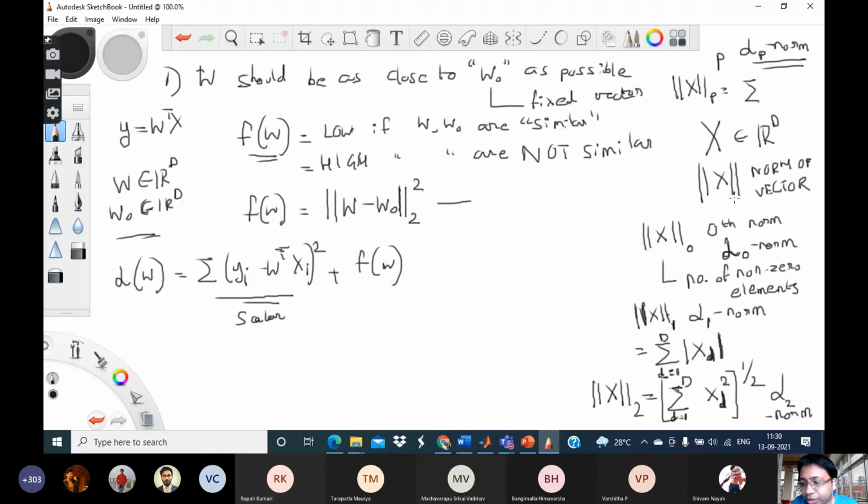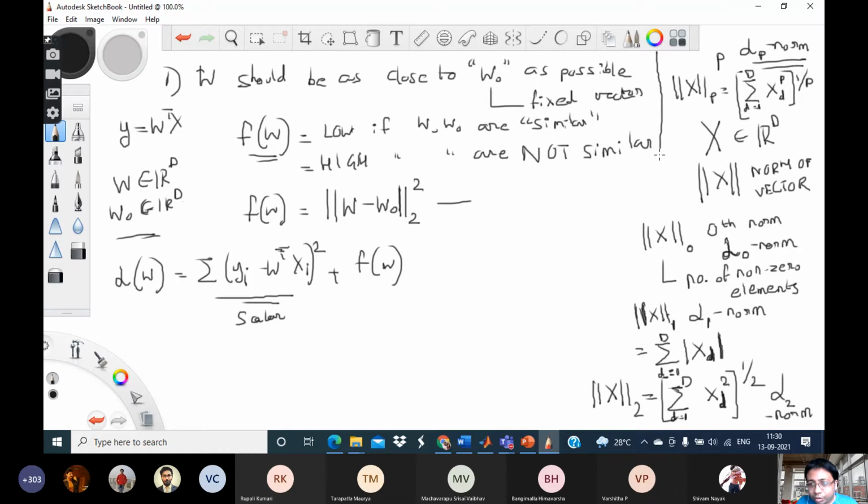Just generalizing on the L2 norm, I can write it like this: x_d whole to the power p, I add everything up and then I take it to the power 1 by p. Using this formula, if you put p equal to 2, you see that you have got back the L2 norm.